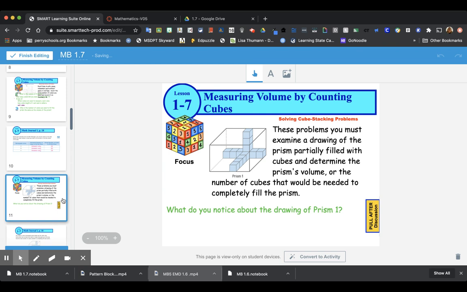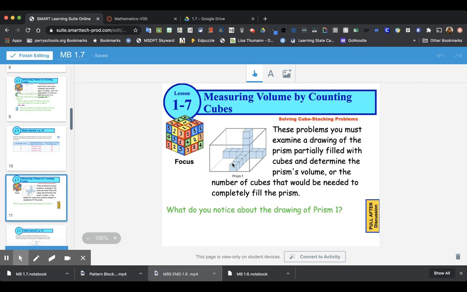So we're going to look at solving cube stacking problems. So this picture right here, we see that in these problems, you must examine a drawing of the prism partially filled with cubes, and then you have to determine the prism's volume, or the number of cubes that you need to completely fill it. So what do you notice? What do we notice about this picture here?